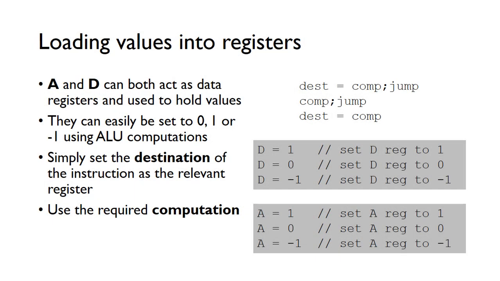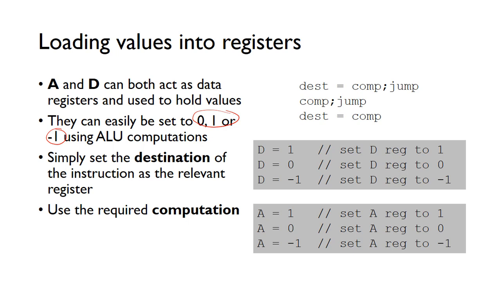So first, look at loading values into registers. Both the A and the D register can act as data registers and be used to hold data values. The easiest values to set them to are 0, 1 or -1, because these come directly from the ALU computation. So these are computations the ALU can do. Then we can just set the output, the destination of the ALU operation, to be the particular register.